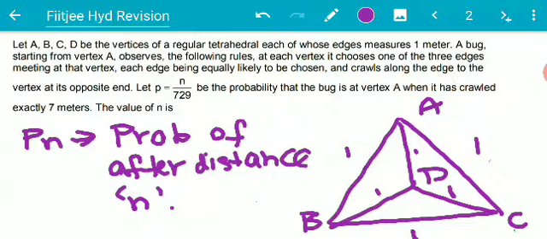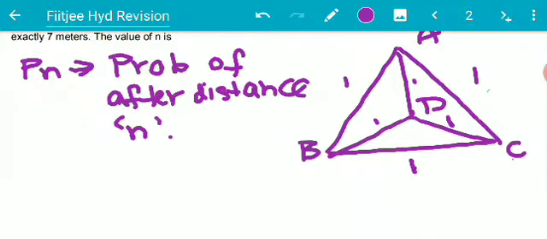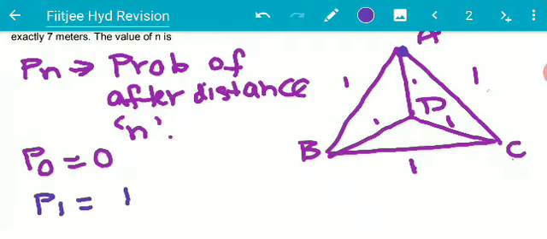Now observe. P naught will be 0 because it has not traveled. So P naught is 0. Now to travel 1 meter distance, let's say it is at A, so from A it is starting, it is having 3 chances, right? AB, AD, AC. One of them you have to select, so the probability will be 1 by 3. So P1 is 1 by 3.